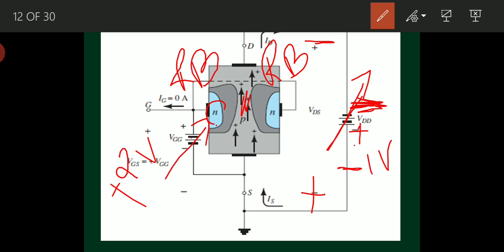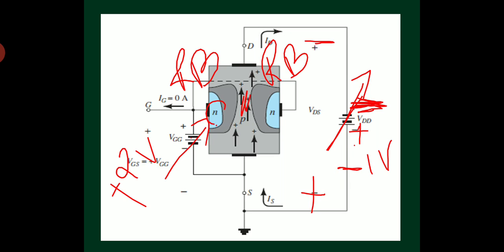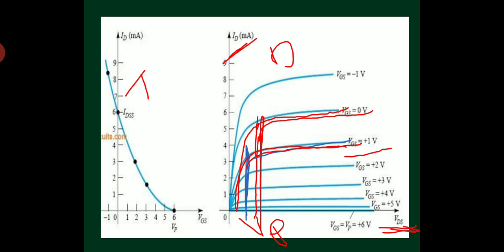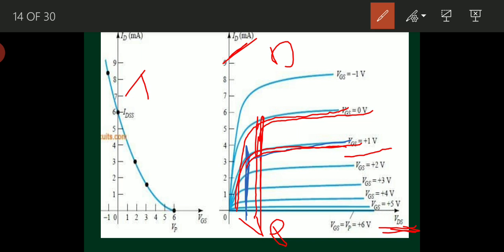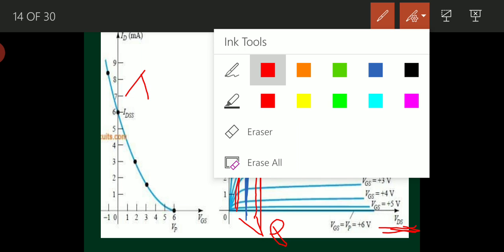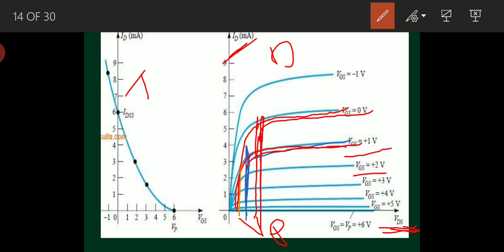Pinch off condition occurs very fast, so the current becomes constant. When VGS equals 2 volts, what will happen? This depletion region will get narrower when VDS equals just 1 volt. Likewise for plus 3, plus 4, plus 5 also.